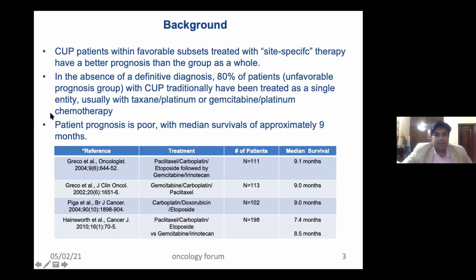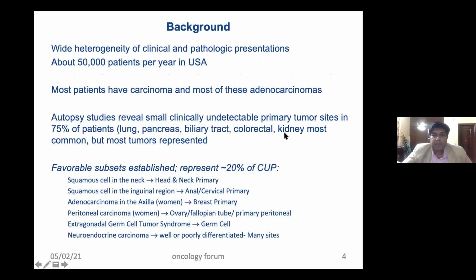In CUP patients there are two subsets, as you all know: favorable and unfavorable. The site-specific therapy group has a better prognosis as a whole, and in the absence of a definitive diagnosis, about 80% of patients fall in the unfavorable prognostic group. The median survival is quite low, about 9 months. So detecting the site of primary is very important, and definitely improves the prognosis of the patient.